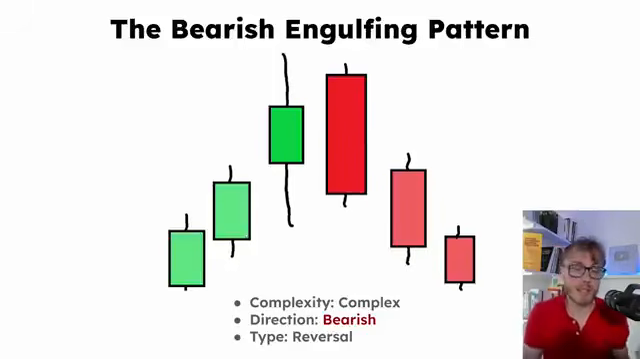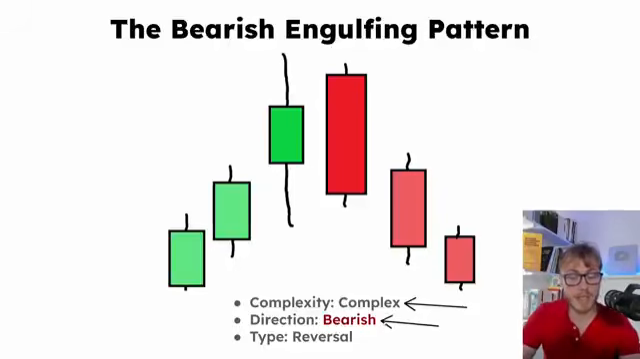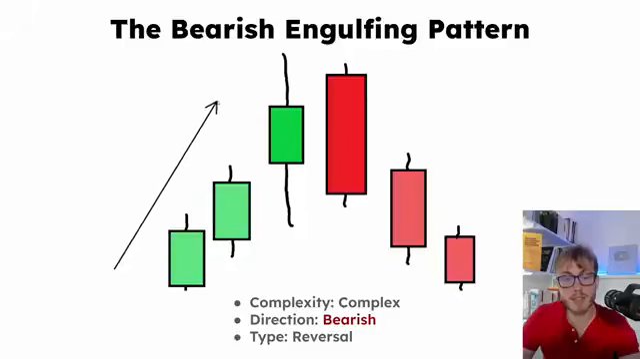Now let's switch the attention here and take a look at the bearish engulfing pattern. Once again, the bearish engulfing pattern is a complex pattern because it consists of 2 candlesticks. The direction here is bearish because the goal of the pattern is to push the price down, and this is yet again a reversal pattern. So in this case, before the pattern appears, we need to see an uptrend.